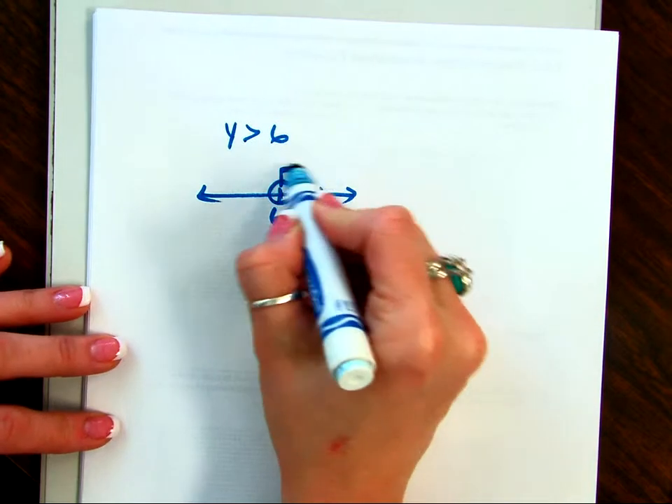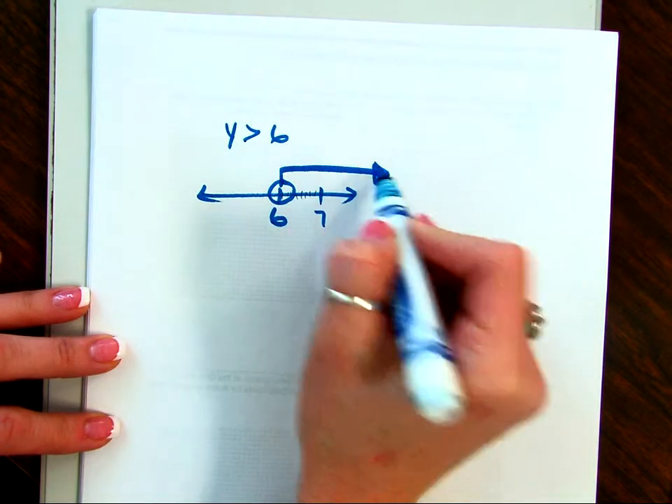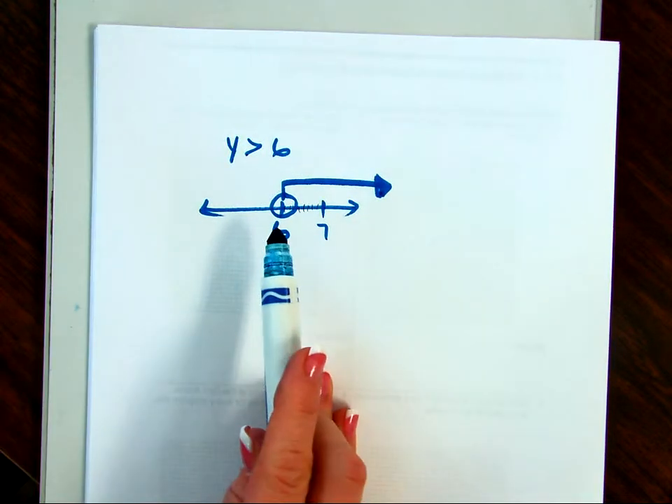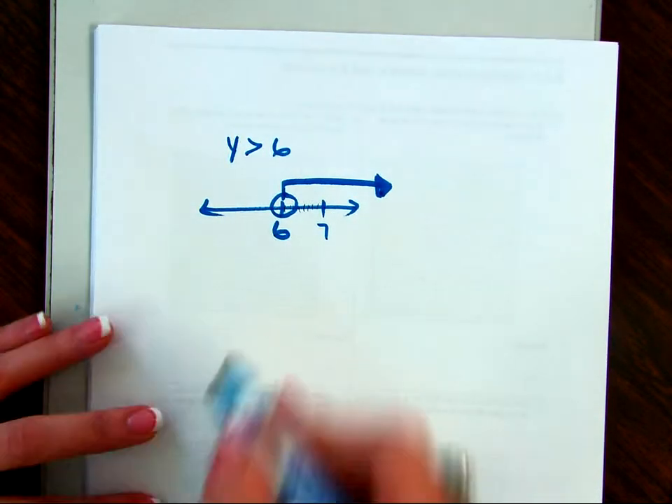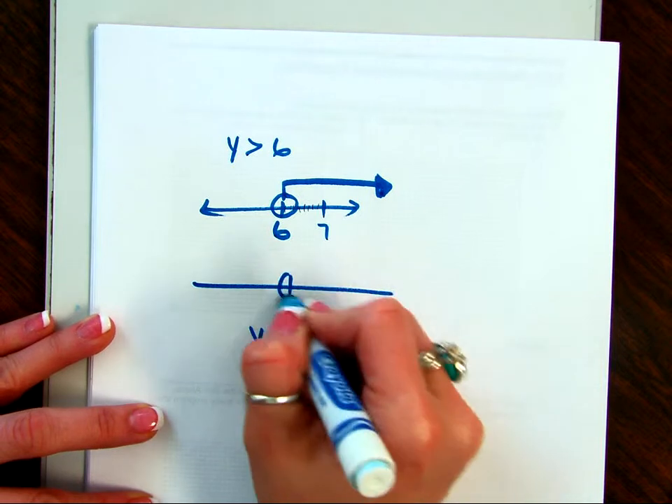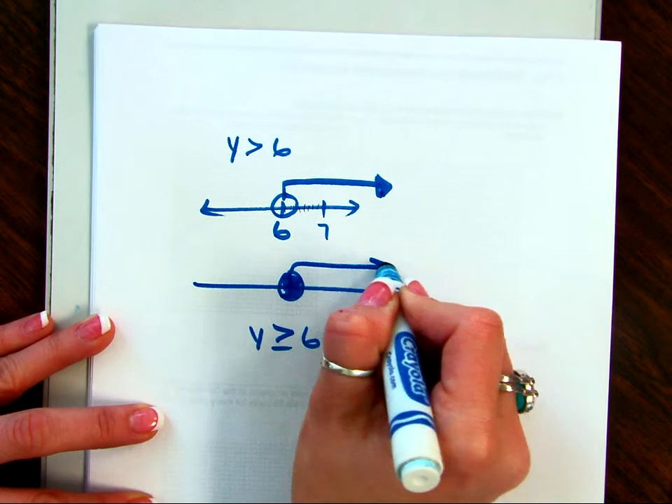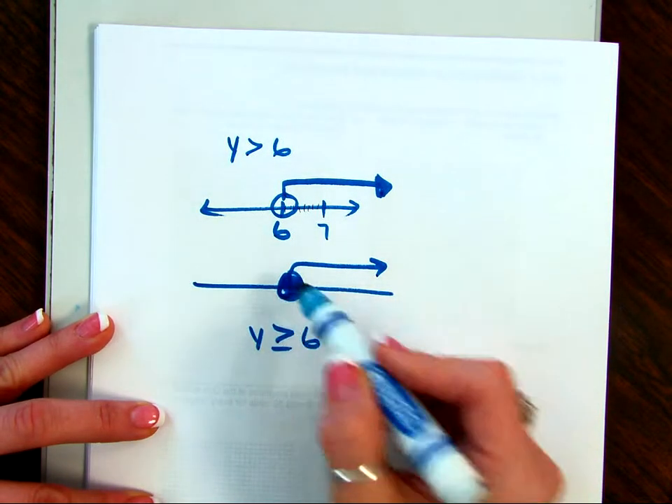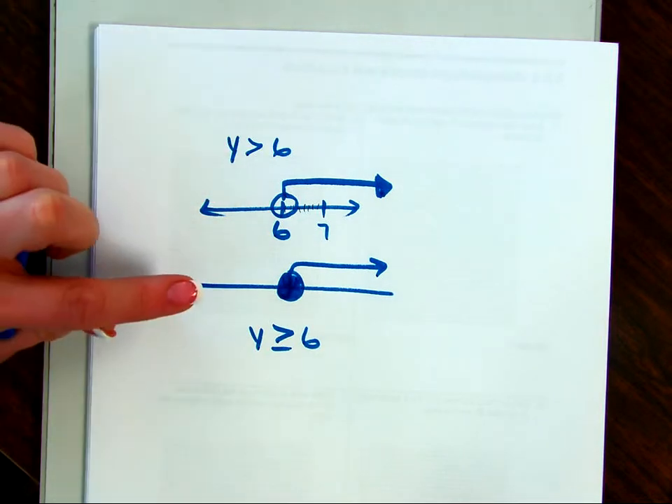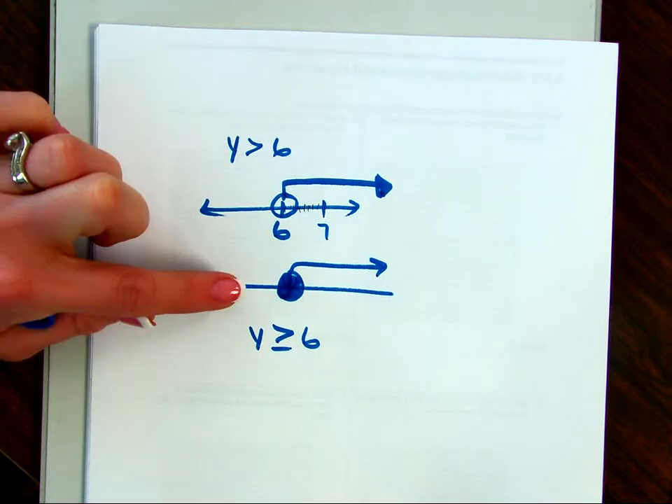I know the greater is to the right. But the way that I showed that it couldn't be 6 is that I just didn't color it in. Right? Do you remember that? So if I said y is greater than or equal to 6, do you remember me coloring it in? So what I'm about to show you is very similar to the don't color it in versus color it in. Open circle versus closed circle.